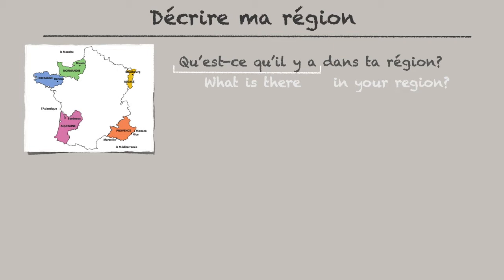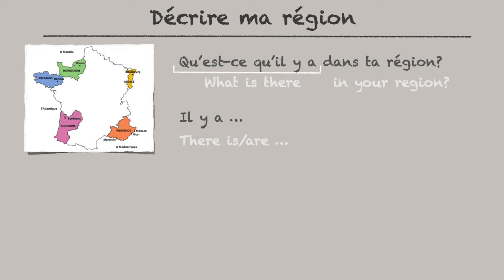So this beginning of this phrase, qu'est-ce que, is how we're going to say what. It literally means what is it that there is. What is it that there is in your region? But we're going to shorten that to what is there in your region. Qu'est-ce qu'il y a dans ta région? And you're going to answer it with il y a. There is or there are.